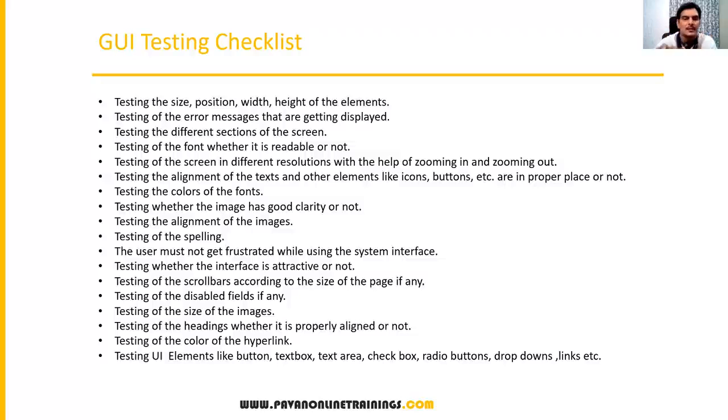So in GUI testing, our main intention is on UI elements. Our main intention is on UI elements. Okay, these are all the different things we have to test as part of GUI testing. And to perform the GUI testing, first we have to prepare a checklist like this, and then we will test it and update the checklist. In that case, you don't miss anything.